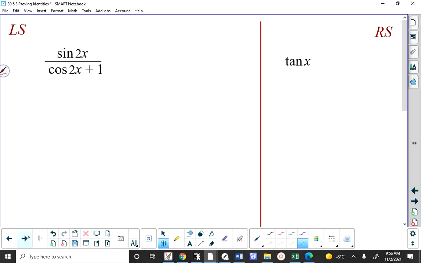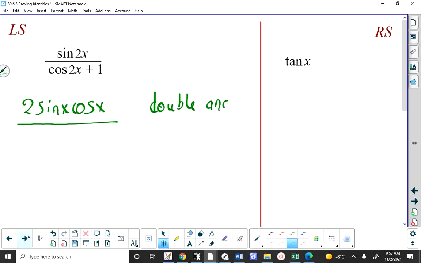I hope you see that we're not going to do anything to the right side. Tan x is as simple as it gets, really. Why would we want to try to turn tan x into the stuff on the left? That doesn't even make sense. You want to work on something that's complicated and make it simpler. Well, sine of 2x is 2 sine x cos x. And I'm using a double angle identity.